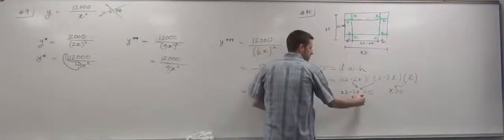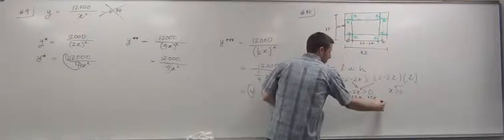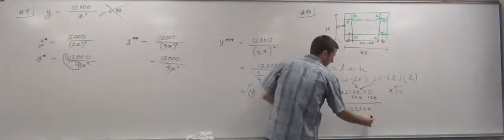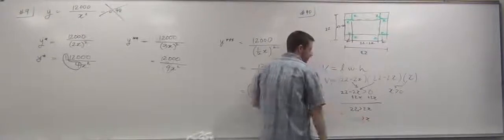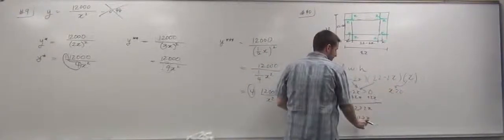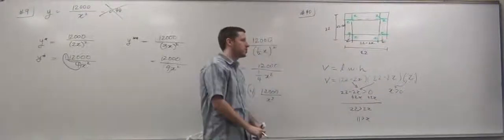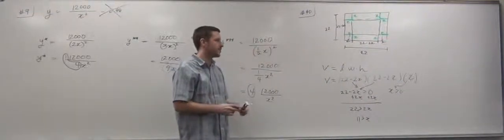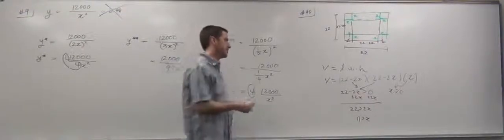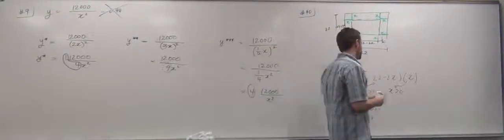This guy you'd have to do a little work. You'd have to add the 2x over. Get 22 is greater than 2x, therefore x is less than 11. This guy's already done. So this tells you x is greater than 0, this tells you x is less than 11, so you'd have to be between 0 and 11. That's one way to do it. It's kind of a less thinking way, I suppose.